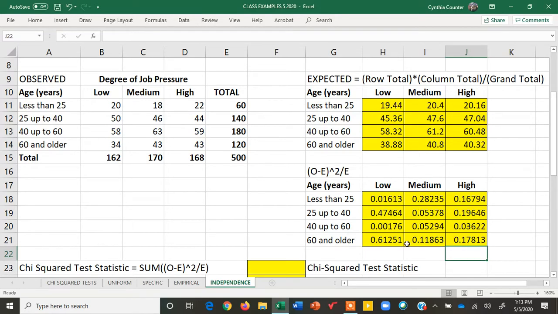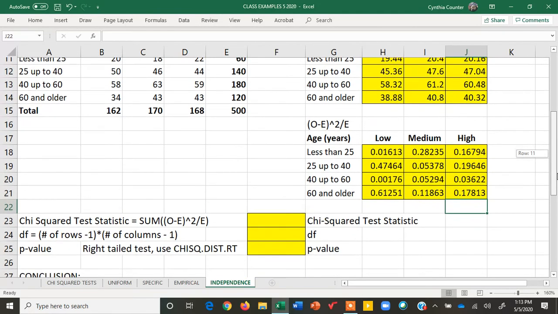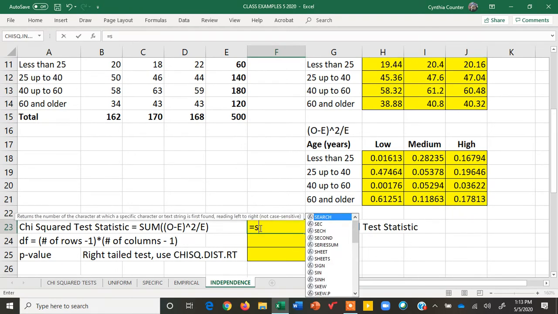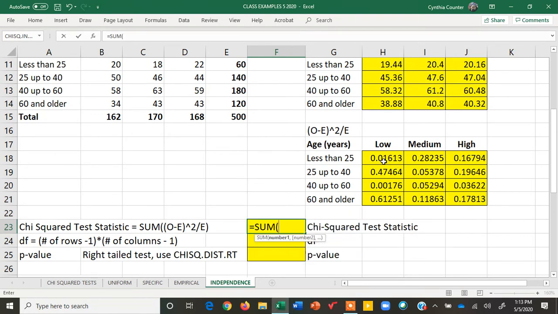So now that we have these individual values, we are ready to find the chi-squared test statistic for this hypothesis test, because that test statistic is found by computing the sum of all these ratios of squared differences relative to the expected frequency. So we just go equals sum, highlight everything in the table, close the parentheses. Notice how when the whole table is highlighted, we have H18, which is the top left cell, all the way down to J21, which is the bottom right cell. Enter, and we get 2.19.